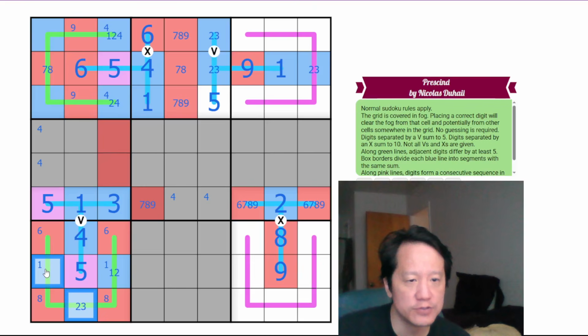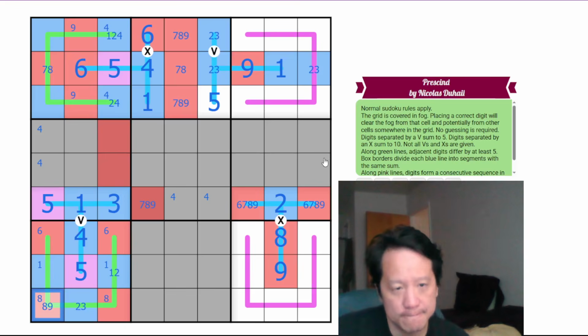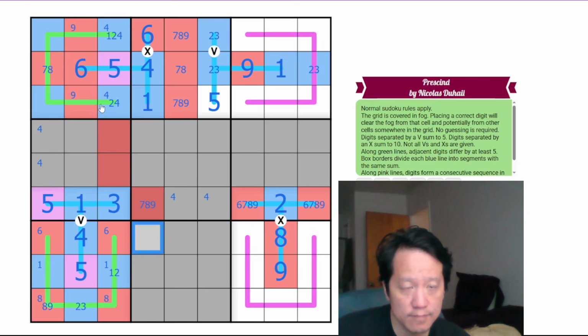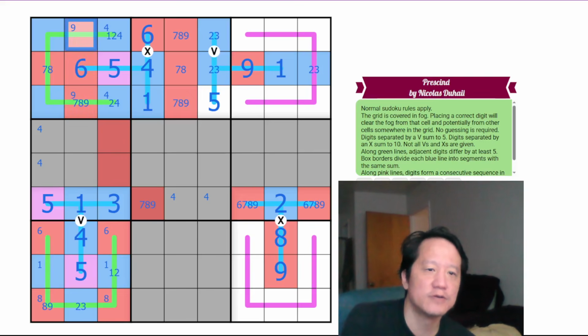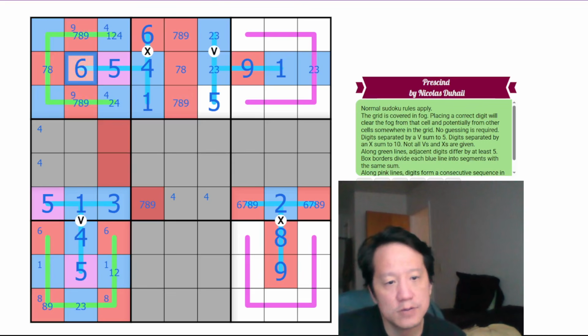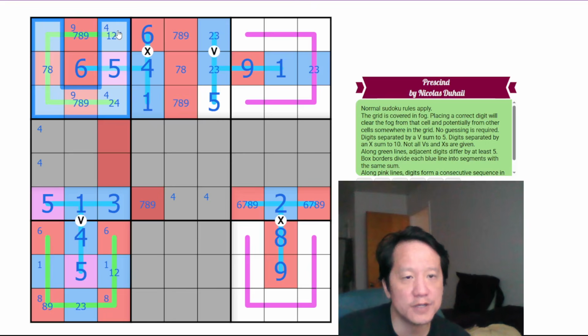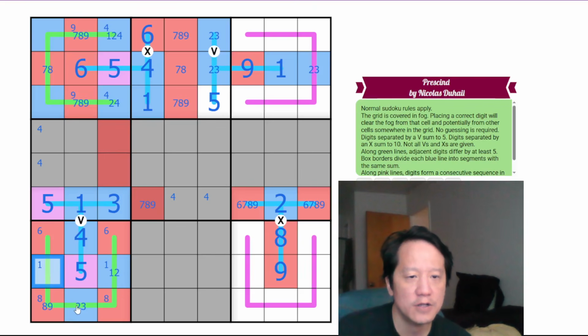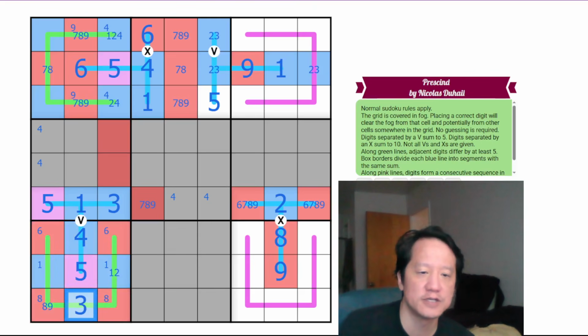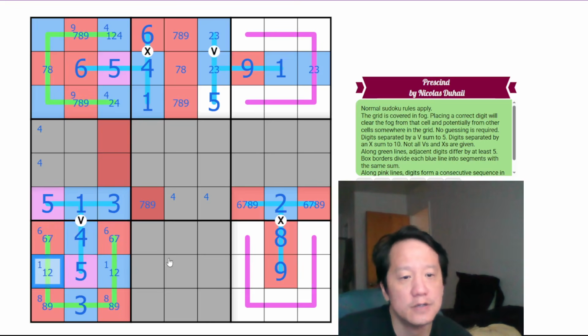So 3 has to be one of these two. So since one of these two is guaranteed to be 3, this has to be 8 or 9. We have 7, 8, or 9 here, 7, 8, or 9 here. Oh, where's 3 in this upper left-hand box? Can't be here. It has to be one of these two, which eliminates 3 from being there. Therefore, where's 3 in this lower left-hand box? It has to be here. So this is 3, which is next to 8 and 9, which forces this to be a 6, 7 pair here. This is 1, 2 as a pair.